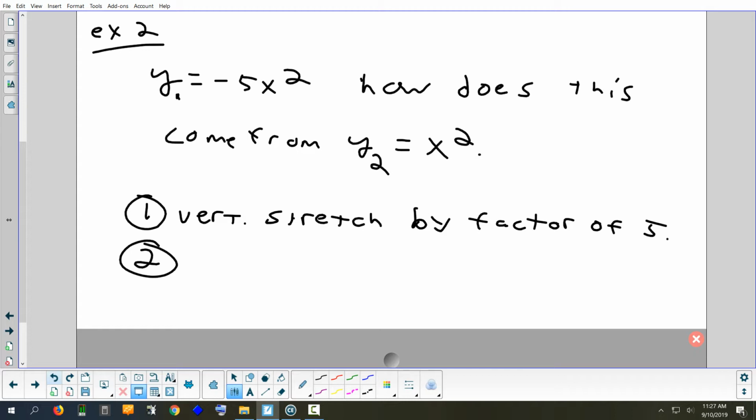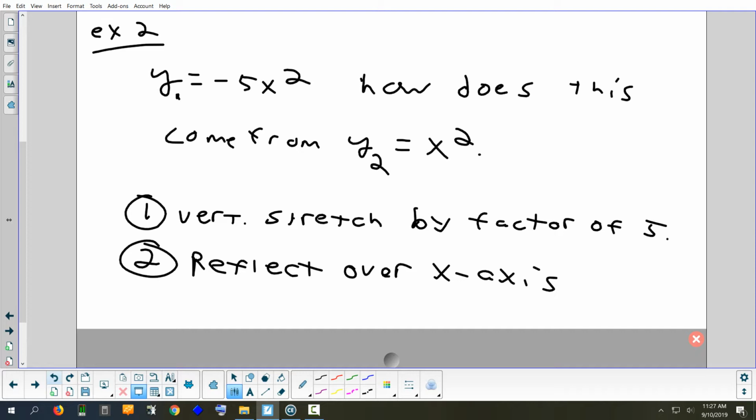And what's the second thing that we're going to do? Flip it. Flip it over the x-axis. Yep, or reflect, same thing. Reflect over the x-axis.